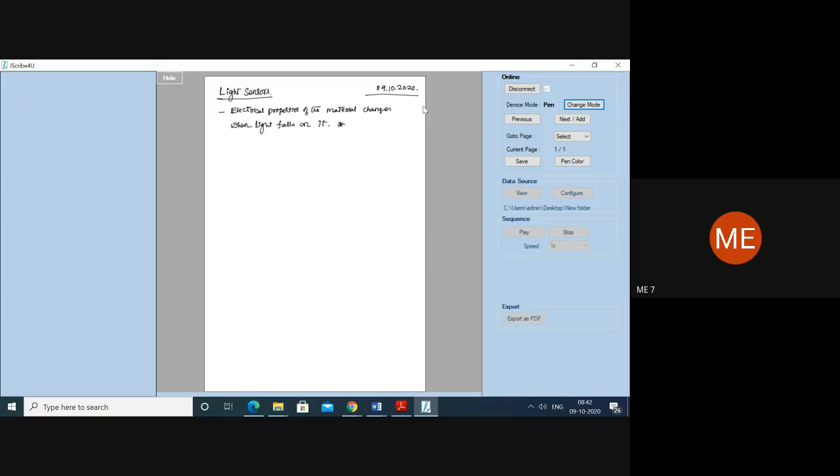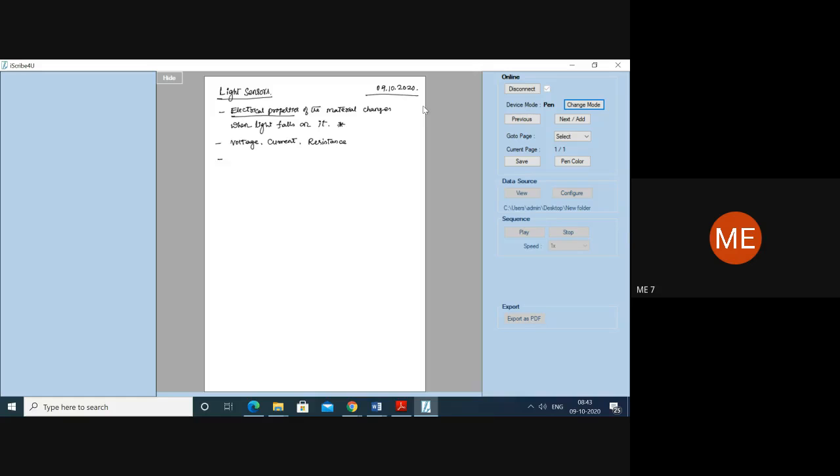Now what do these electrical properties mean? When I say electrical properties, there might be a change in the voltage, or the current which is passing might change, or the resistance might change. That means voltage changes, current changes, or resistance changes may be attributed to the electrical properties.